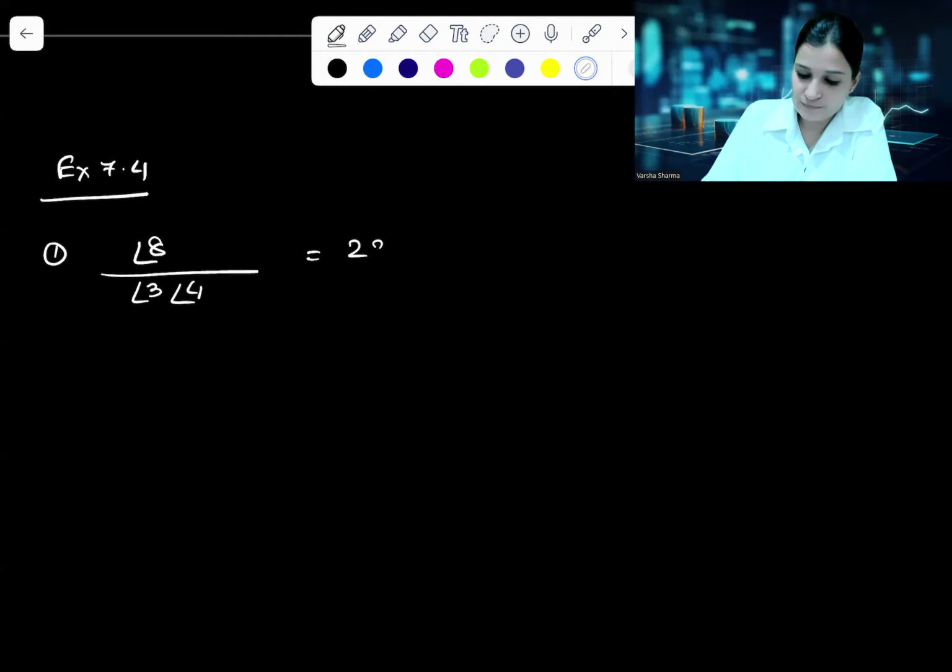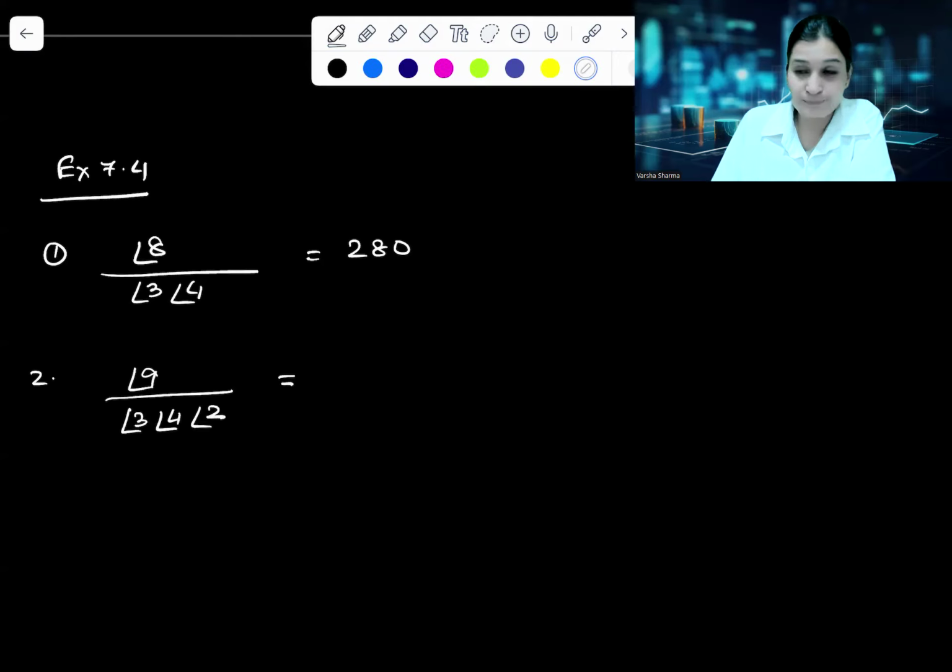Answer: 280 ways. Second, how many different signals can be transmitted by posting 3 red, 4 yellow, and 2 blue flags on a pole, assuming that in transmitting a signal, all the 9 flags are to be used and flags of the same color are indistinguishable? Same. 9 factorial divided by 3 factorial 4 factorial 2 factorial. Answer: 1260.